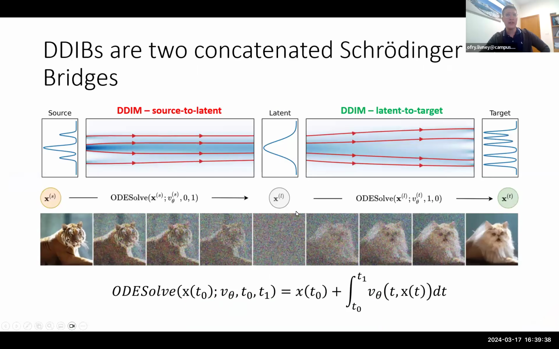So if we look back at the architecture that was proposed, DDIBs is essentially a concatenation of two Schrödinger bridges, one that maps source to latent, and one that maps the latent to target. And both of these sides can be seen as the ODE solvers that map one marginal to another for their specific domain. So that's quite nice.